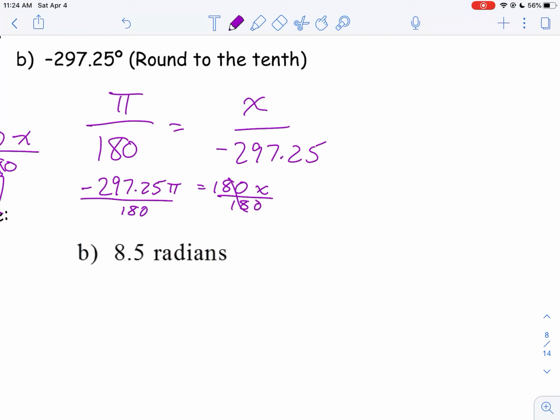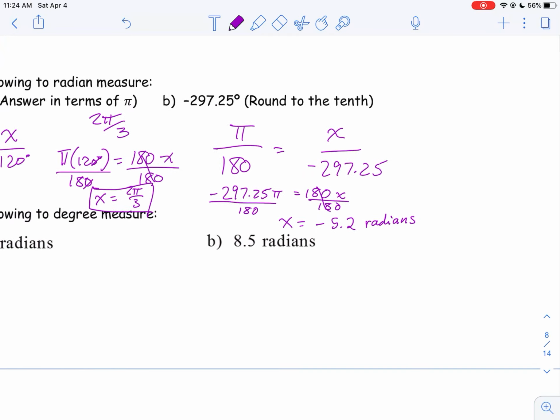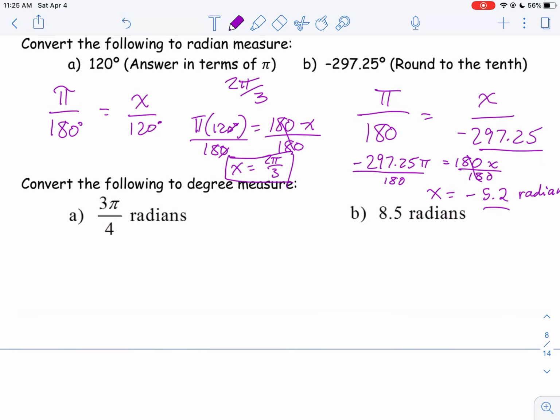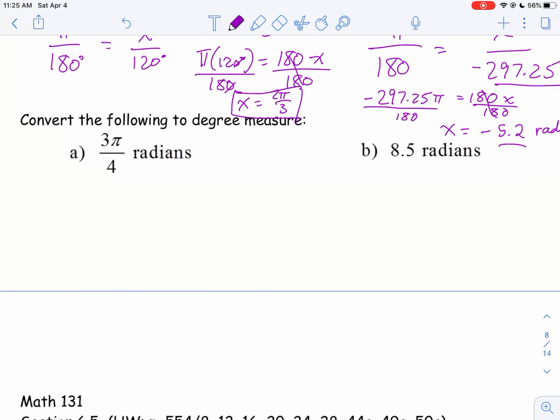Divide both sides by 180. These are going to cancel. We'll end up with x equaling negative 5.2 radians. And if we think about it, 2 pi or 6.28 would be all the way around. This makes sense. It's a little bit less than 360 degrees, so this should be a little bit less than 6.28 radians. And the last section here, convert from radians to degrees.